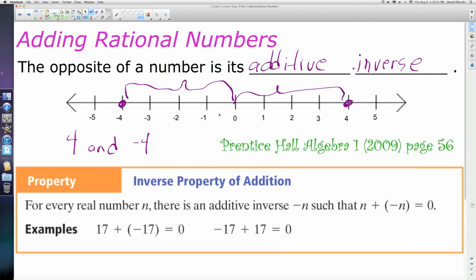And what the inverse property of addition says is that if we add two additive inverses, or additive inverses of each other, then the sum will always be 0. And that's a property right here, the inverse property of addition. For every real number n, there is an additive inverse, the opposite of n, such that n plus the opposite of n is equal to 0. Our two numerical examples here: 17 plus negative 17 is equal to 0. And if we switch that around, negative 17 plus 17 is equal to 0. So that's going to be the additive inverse, especially useful whenever we're solving equations a little later this year.